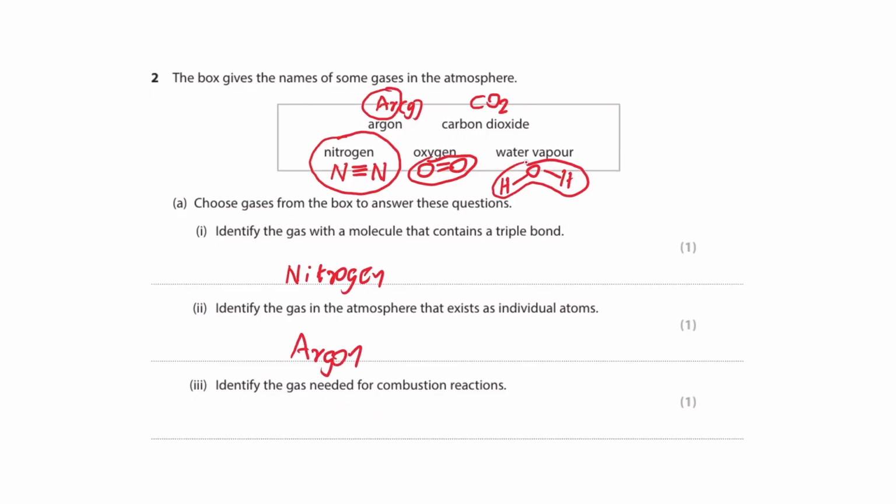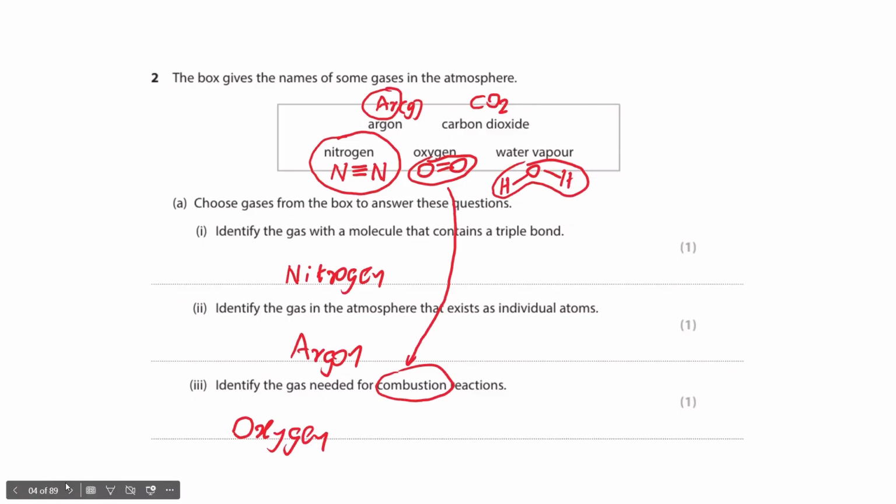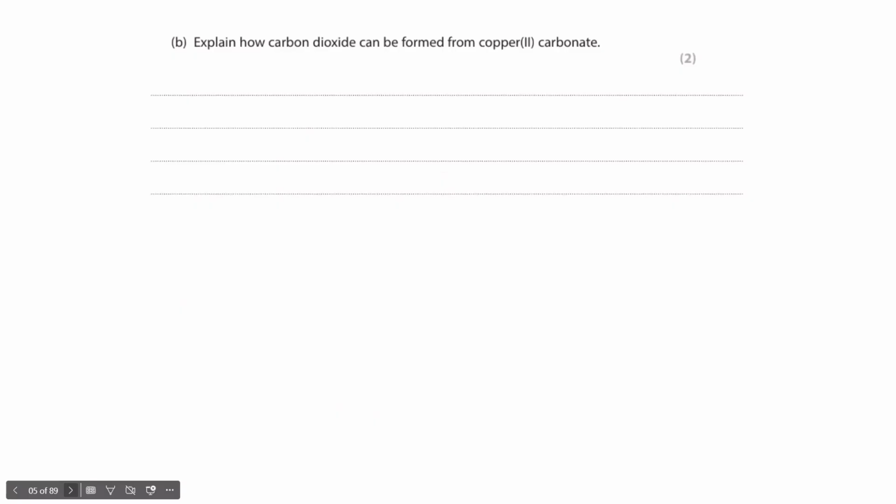Identify the gas needed for combustion reactions. We know that combustion means a reaction of a substance with atmospheric oxygen. They're asking, identify the gas needed for combustion. We know the gas required for combustion is oxygen gas. So this is also a straightforward question, so no need to worry about it. We can move forward.